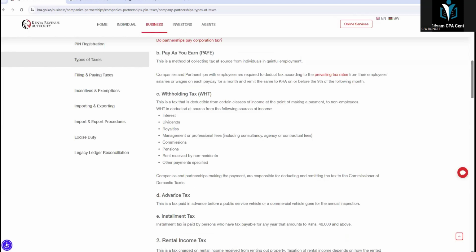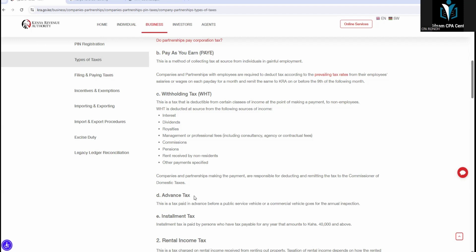And then another thing is advance payment. These are the ones which I said we want to see today. Short taxes, like I know a lot of calculations, filling Excel doesn't have that. We have advanced tax. Advanced tax, this is a tax paid in advance before a public service vehicle or a commercial vehicle goes for the annual inspection. So before you take your vehicle to the annual inspection, then you must pay the advanced tax. Advanced tax either for the PSV vehicle or the commercial vehicle.